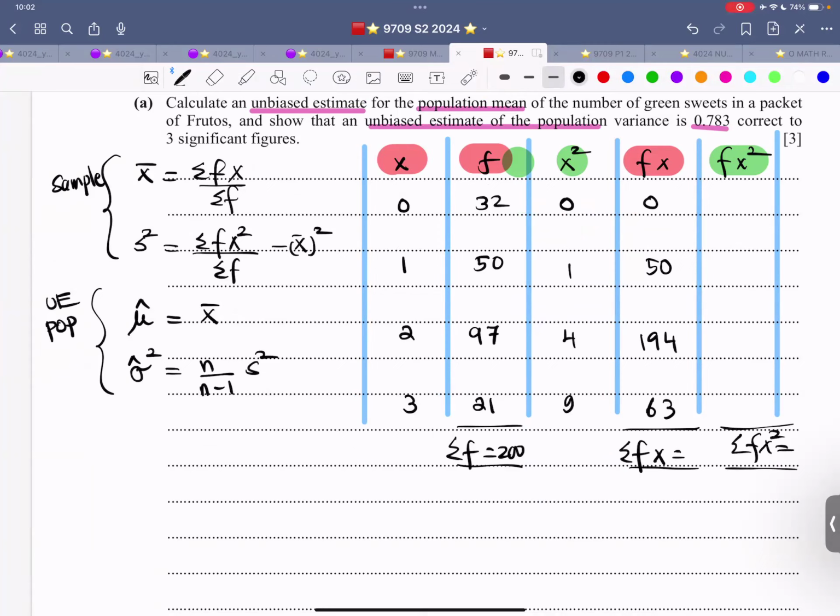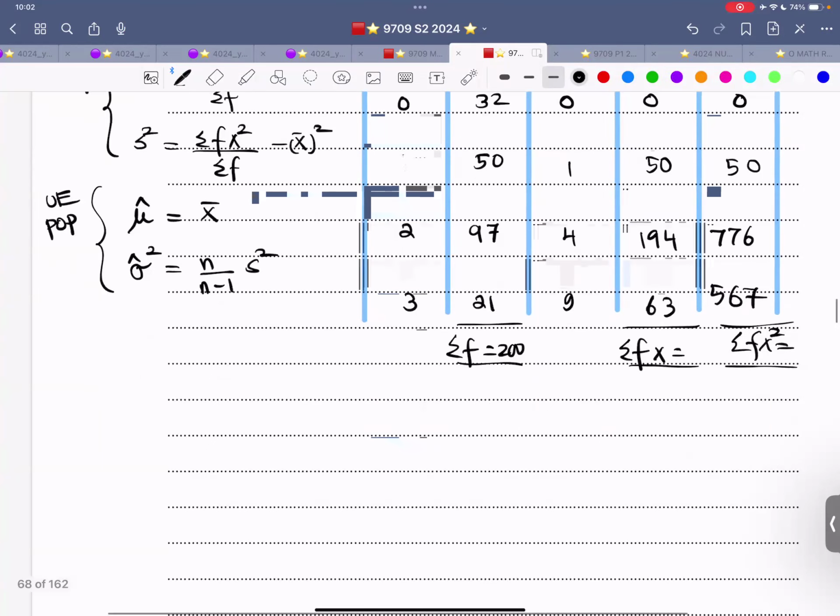So let me get this thing right. So this is still 0, and this is still 50. 4 into 194, that comes out to be 776. And 63 into 9, that comes out to be 567. So now sigma Fx is coming out to be, I think, 307. You can double check my working. Sigma Fx squared is coming out to be 627.